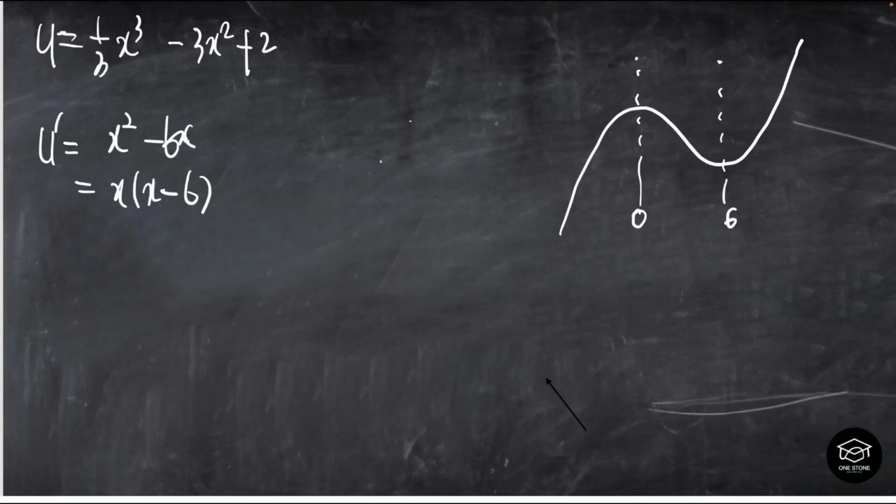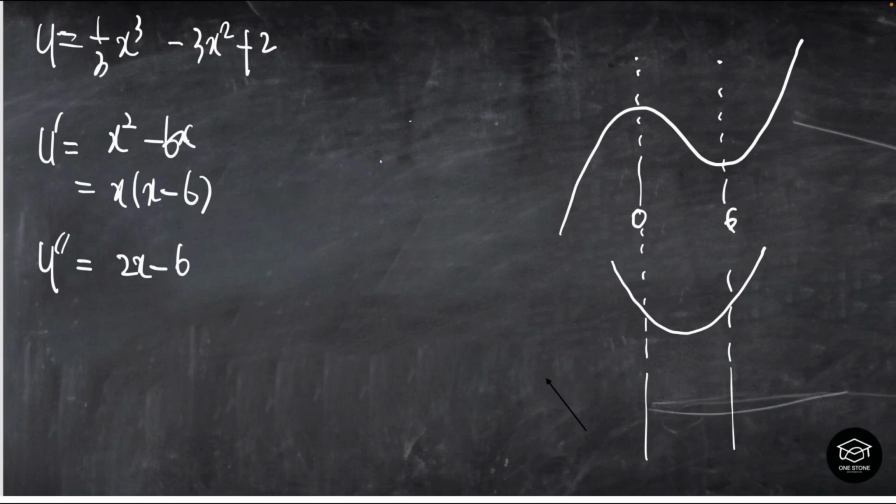Next, we apply the second derivative test. The second derivative is 2x minus 6. At x equals 0, the second derivative equals negative 6, which is less than 0, so the graph has a local maximum there. At x equals 6, the second derivative equals 6, which is greater than 0, so the graph has a local minimum there.